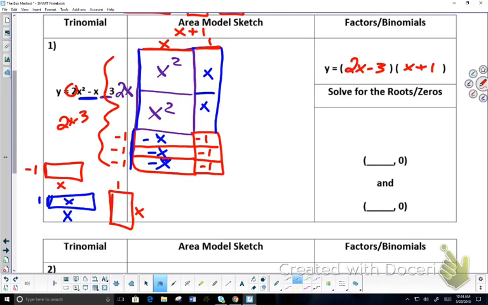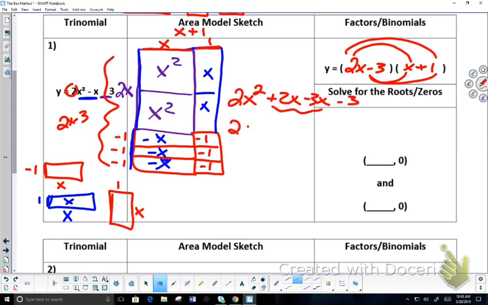Do you want me to prove it to you? I'll remind you how to FOIL. What do I get when I do 2x times x? 2x squared. What do I get when I multiply 2x times 1? 2x. What do I get when I multiply negative 3 times x? Negative 3x. And negative 3 times 1? Negative 3. Then we combine these to get 2x squared minus x minus 3. Isn't that what we started with? So when I do this, my whole purpose is to unmultiply it, in other words, to find the factors. Factors are things that multiply.